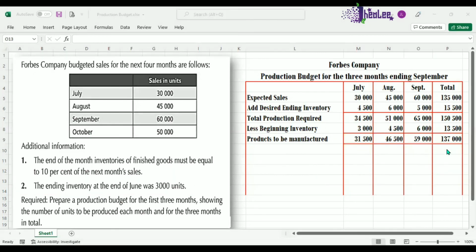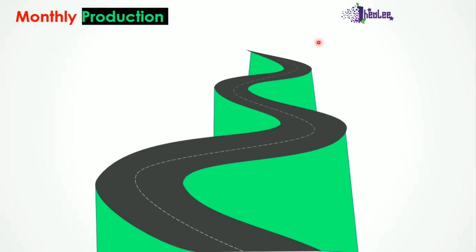So let us look at the summary of this in details. So remember, for July is 31,500. For August, it is 46,500. For September, that is 59,000. And the total for the period is 137,000.